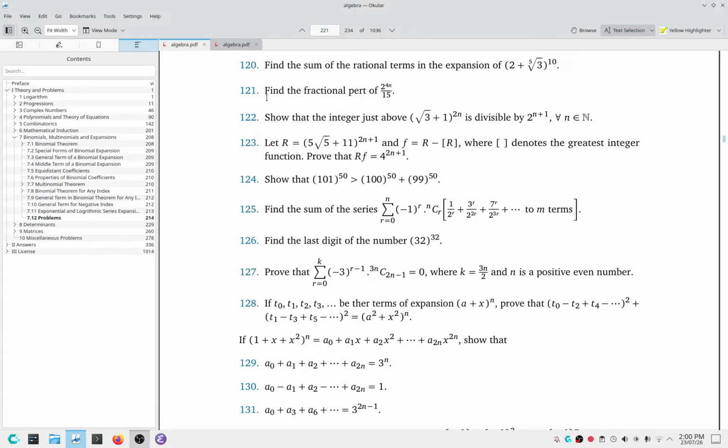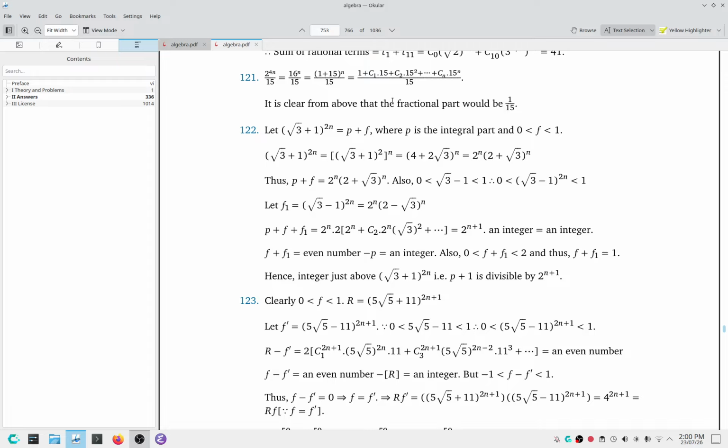Question 121 says: find the fractional part of 2 to the power 4n upon 15. 2 to the power 4n can be written as 16 to the power n, which can be written as (1 plus 15) to the power n. 15 will remain in the denominator. Now we expand (1 plus 15) to the power n.